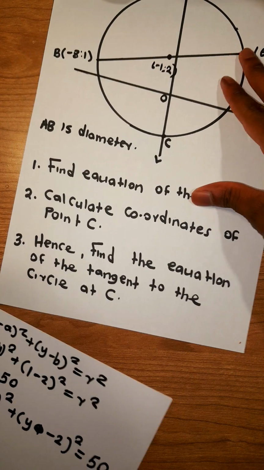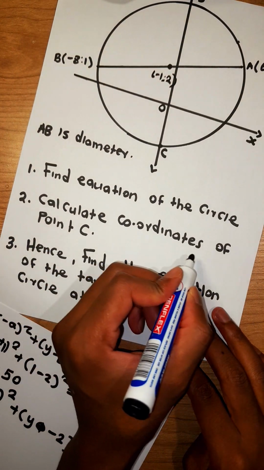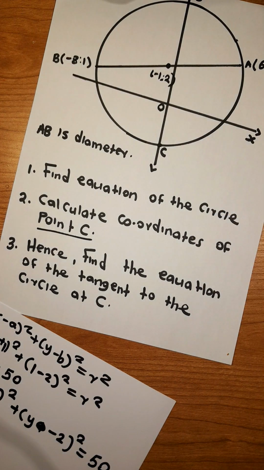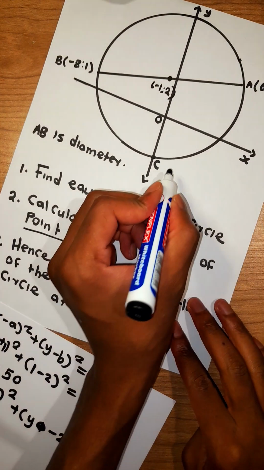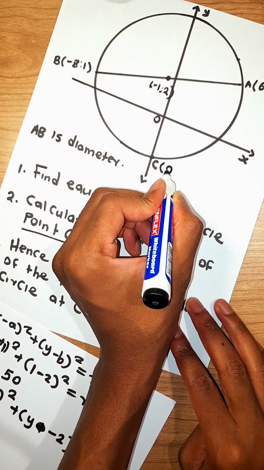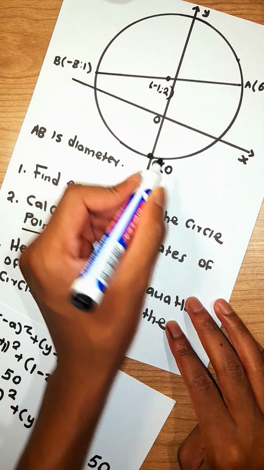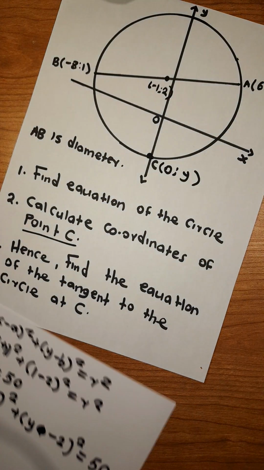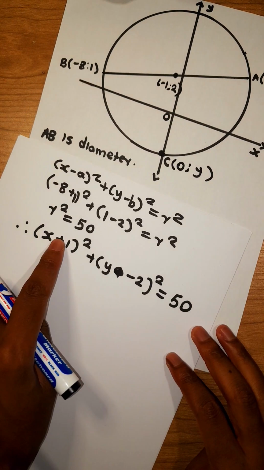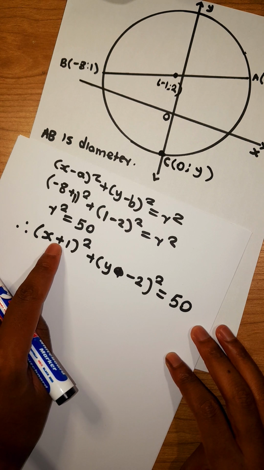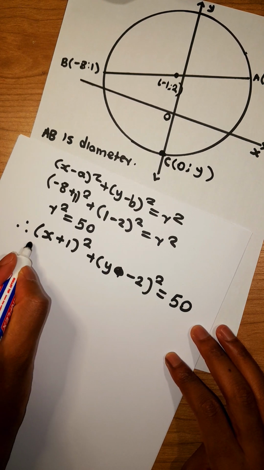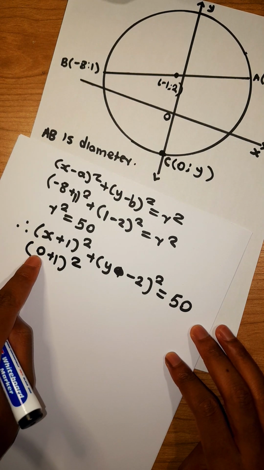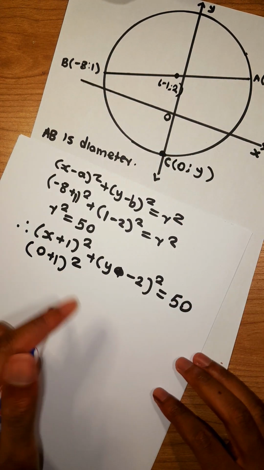Now, let's look at the second question. They say calculate the coordinates of C. What do we know about C? We know that the value of x is 0, but what is the value of y? So you come to the equation of the circle and ask, what is the value of y when x is 0? Where there's x, I just put 0, because I want to find the value of y.